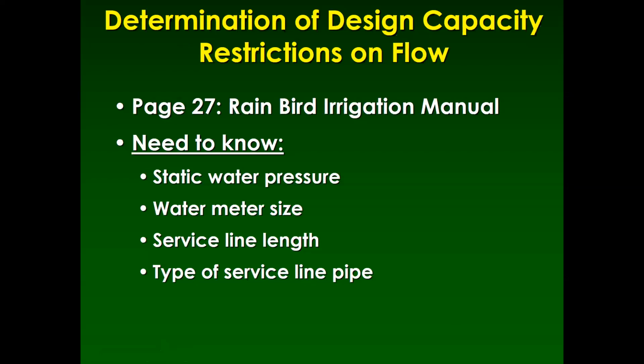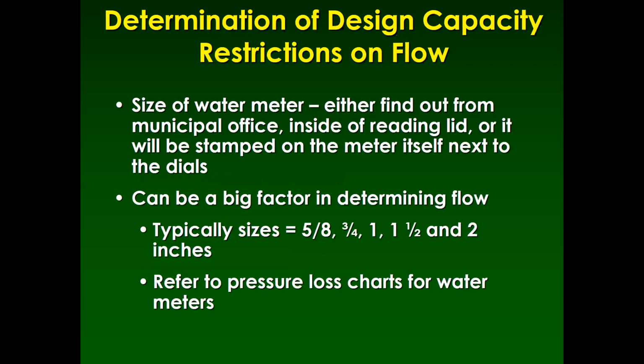So now we have to go to our Rainbird books, about page 27. I think that was an older book. We're going to need to know our static water pressure, our water meter size, our service line length, and the type of service line pipe, because that's what those charts are going to give. To determine the size of our water meter, we can find that from our municipal office. We could look at the lid of the water meter, or it will be stamped on the meter itself next to our dials. And that's going to be a huge factor when determining flow.